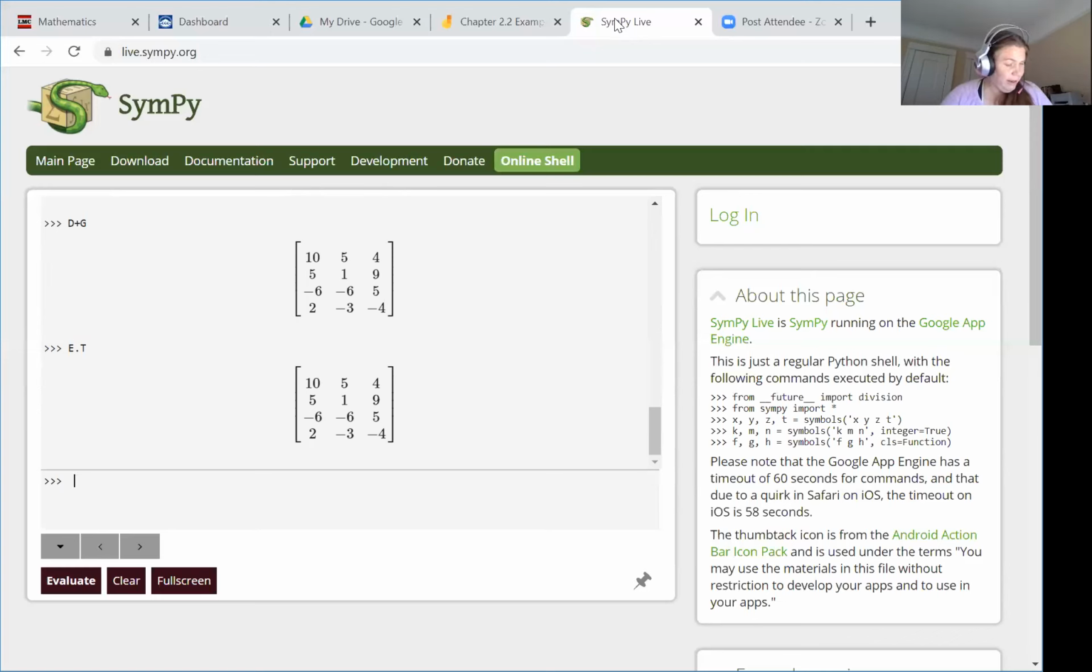Property 3 is scalar multiplication. So I am going to define matrix C as 4 times A.